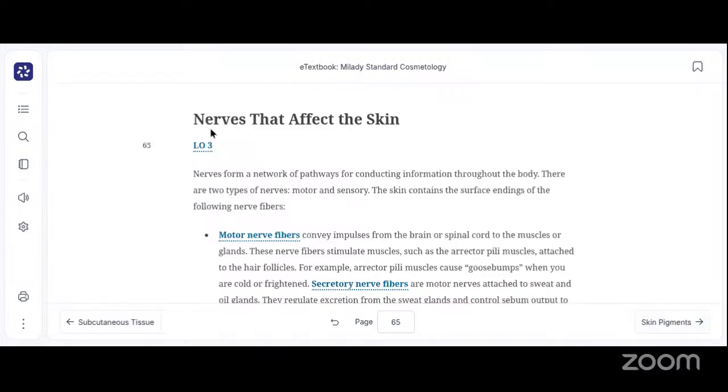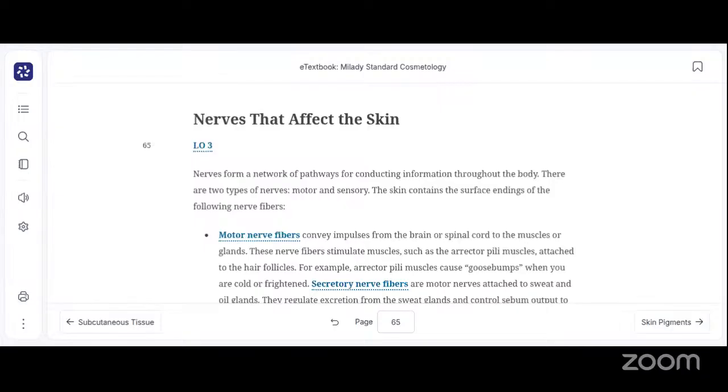Okay. When we look at the nerves that affect the skin, we're going to pause at this point here as we study the functions, the different layers, and the nerves that affect the skin. You got motor nerves and sensory nerves. Okay, motor nerves are impulses from the brain and spinal cord to the muscles. The nerves stimulate the muscles, such as what I was just telling you about the goosebumps and the arrector pili muscle.